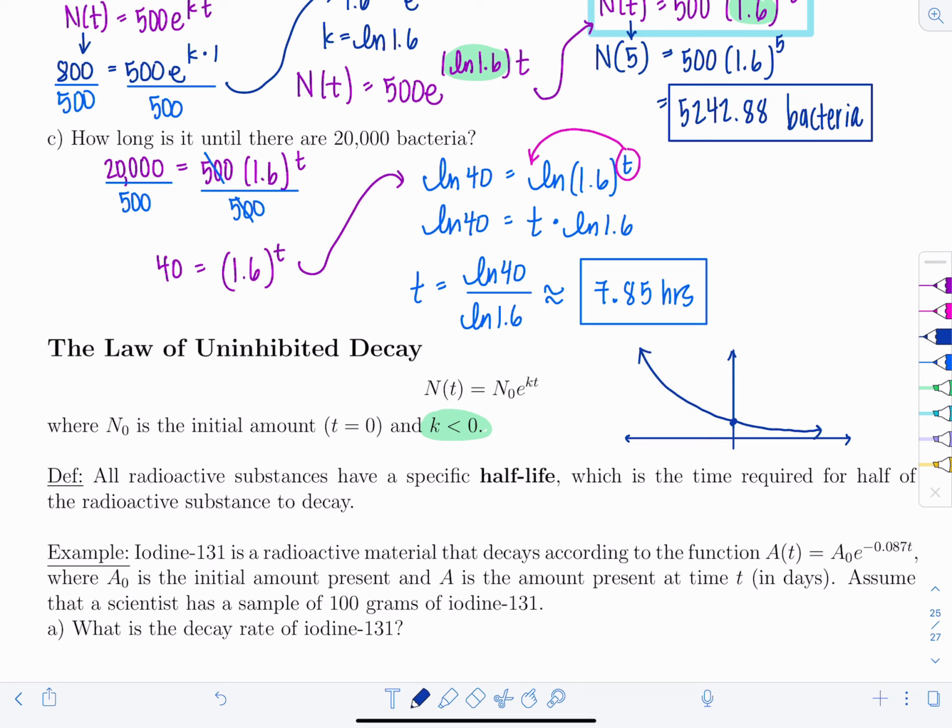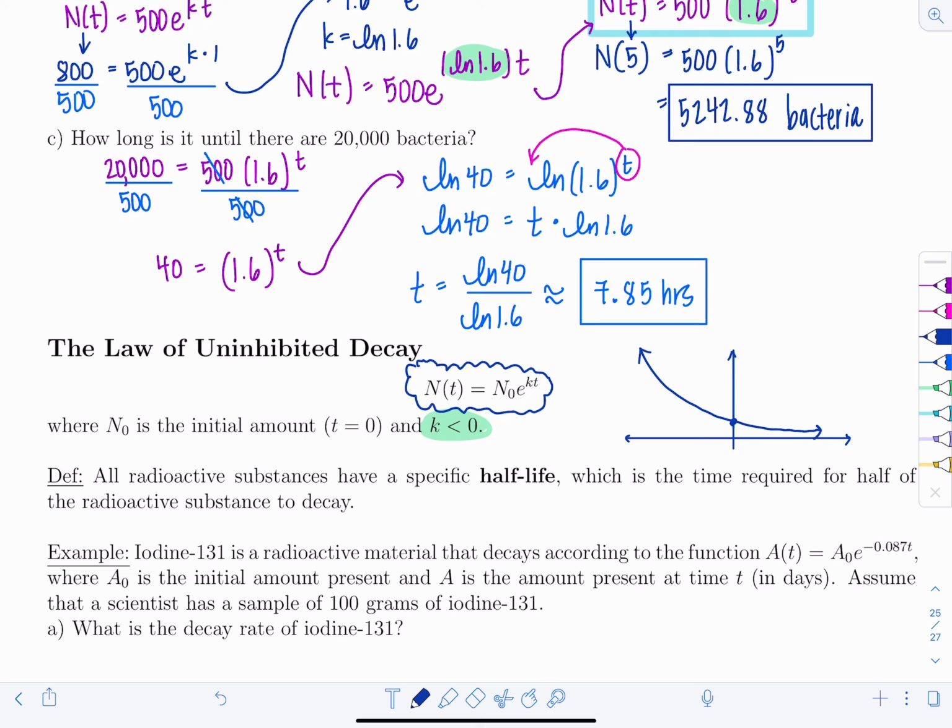Also, did you notice something about this model? It should remind you of the continuously compounded interest formula, the PERT formula. And they're essentially the same. Instead of P, the principal, we have N naught, that's the starting population. And then instead of A for final amount, you have N of t. But it's the exact same thing. Our interest rate is now k, either growth rate or decay rate. It's all the same thing.